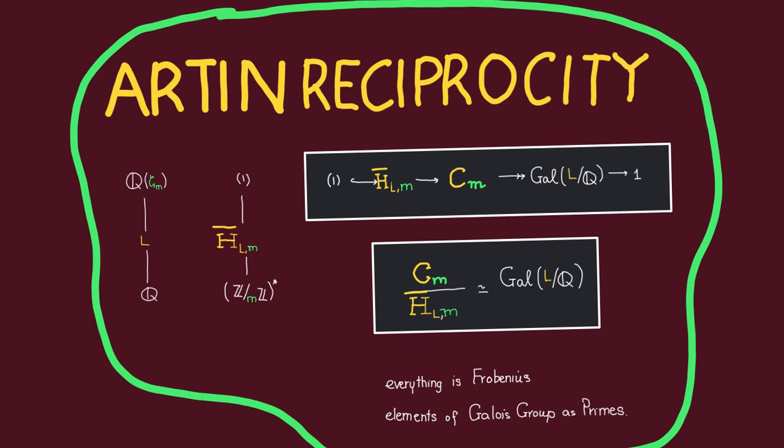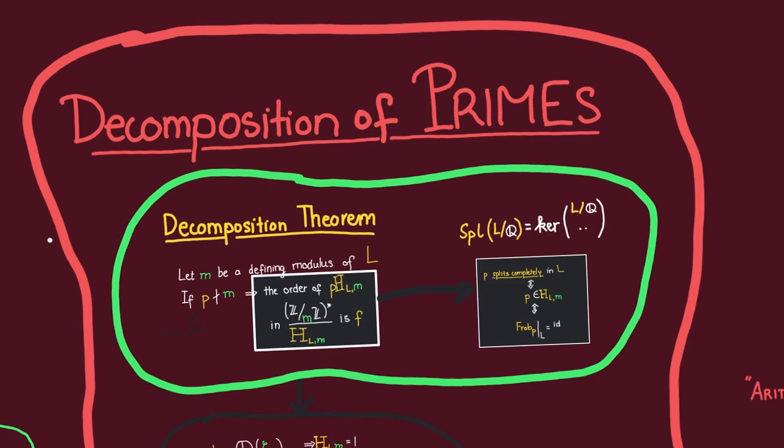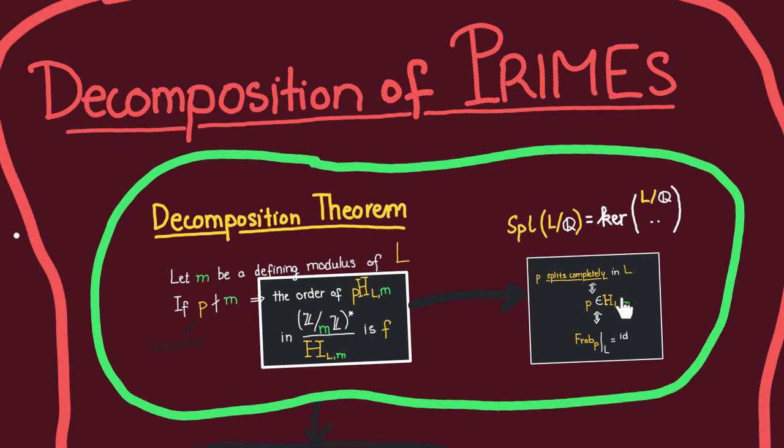Now, so far everything just seems like wordplay. It just seems like we are creating new terminologies without actually introducing any new insight. So now let's see the usefulness of this viewpoint. We're gonna talk about decomposition of primes. It turns out that the kernel of this Artin map will contain all of the primes that split completely in L. Well, not exactly, but at least those that do not divide M.